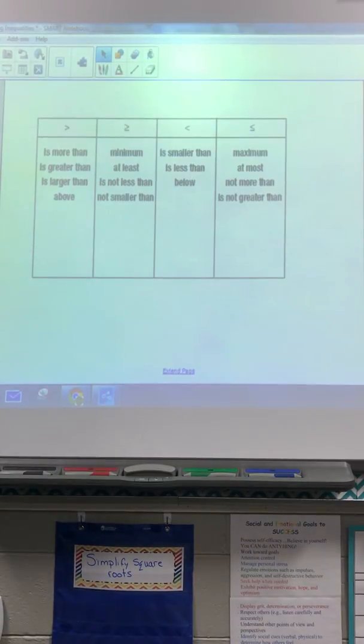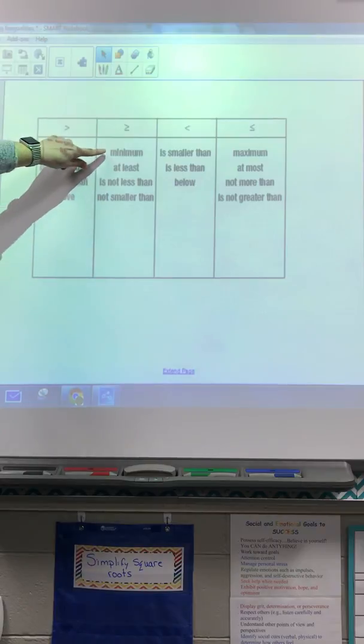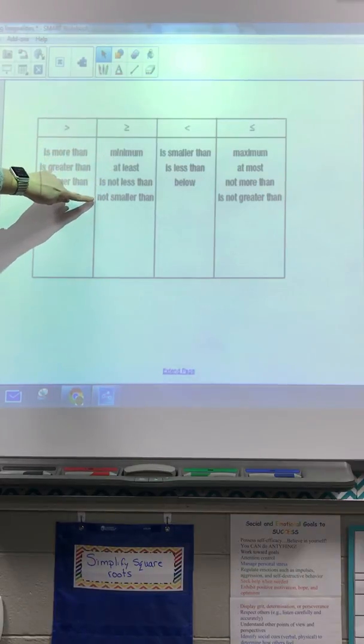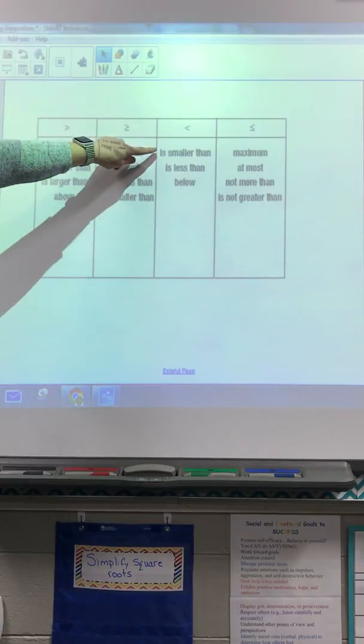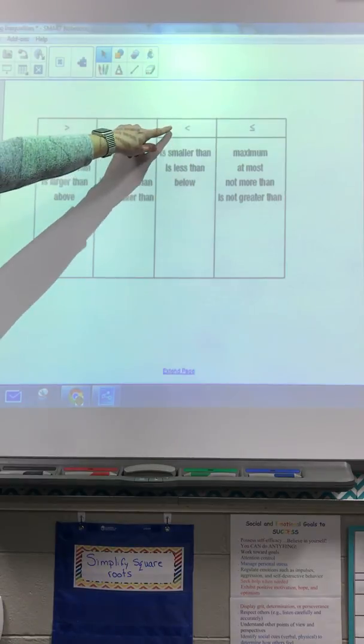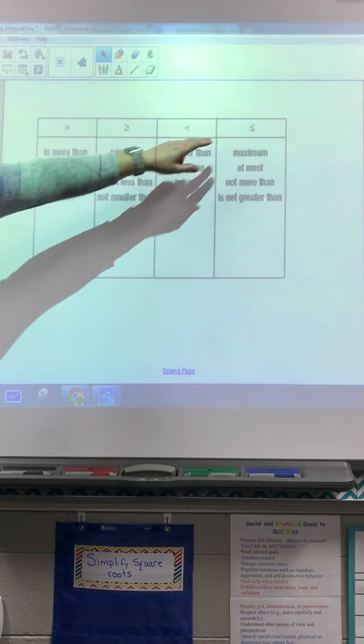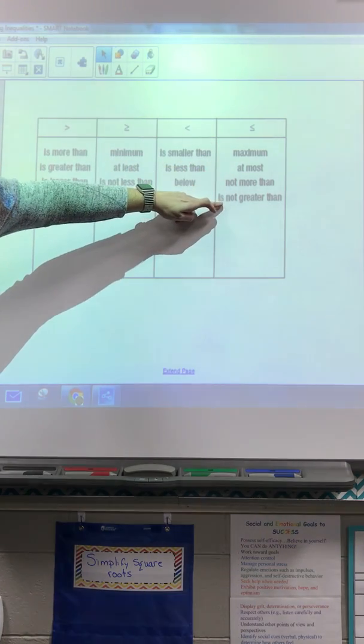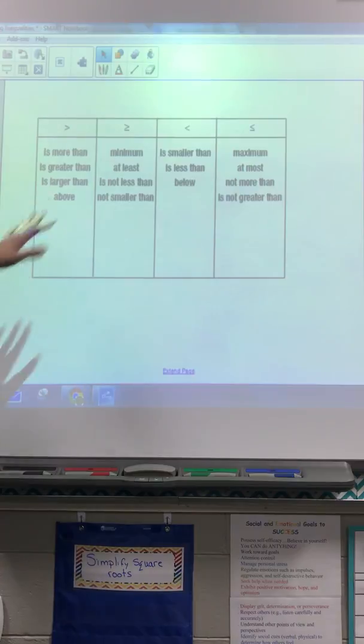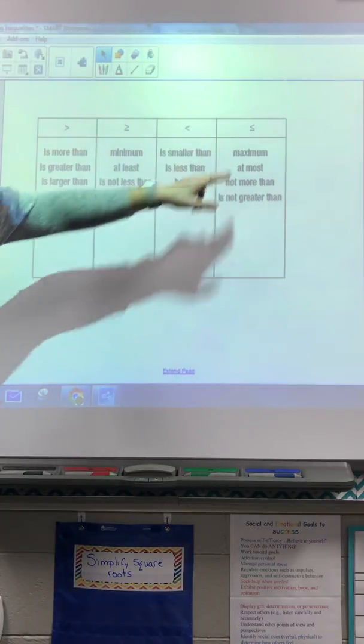Sometimes inequalities, you can kind of use common sense. If it says it's more than, then you're going to have a greater than symbol. Is greater than, is larger than, or above, those are your math action words for your symbol if you need it. Minimum, at least, is not less than, not smaller than. It's greater than or equal to. Is smaller than, is less than, below is your less than symbol. Maximum, at most, not more than, is not greater than, is the less than or equal to symbol. These are not the only math action words for inequalities, but they're probably the most common, especially at least, maximum.